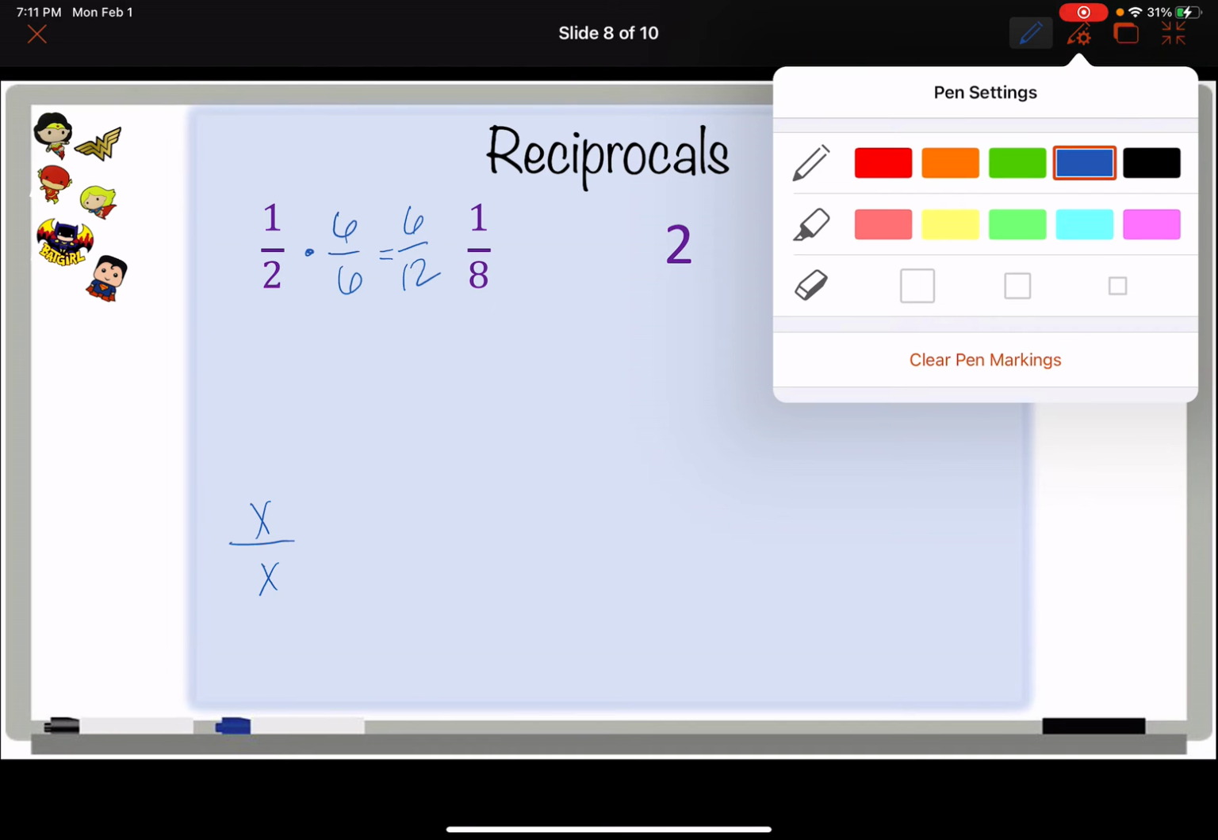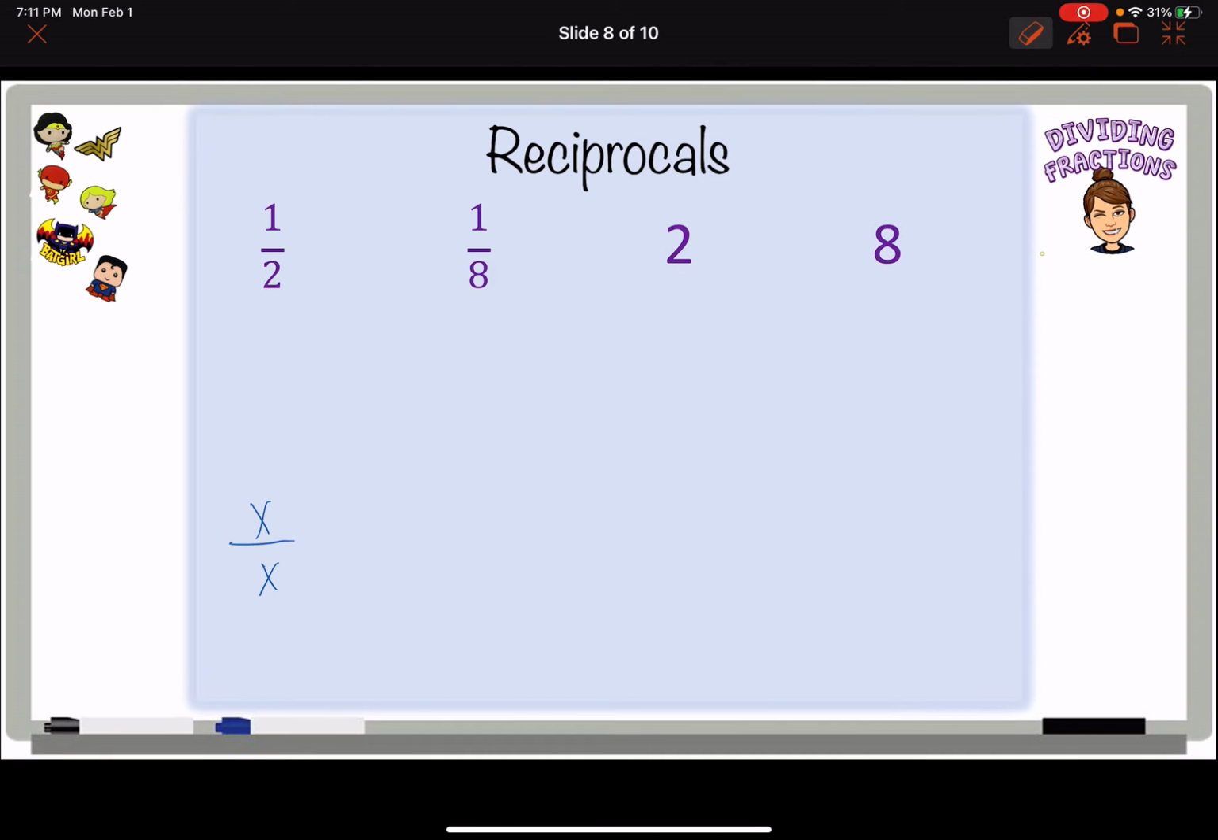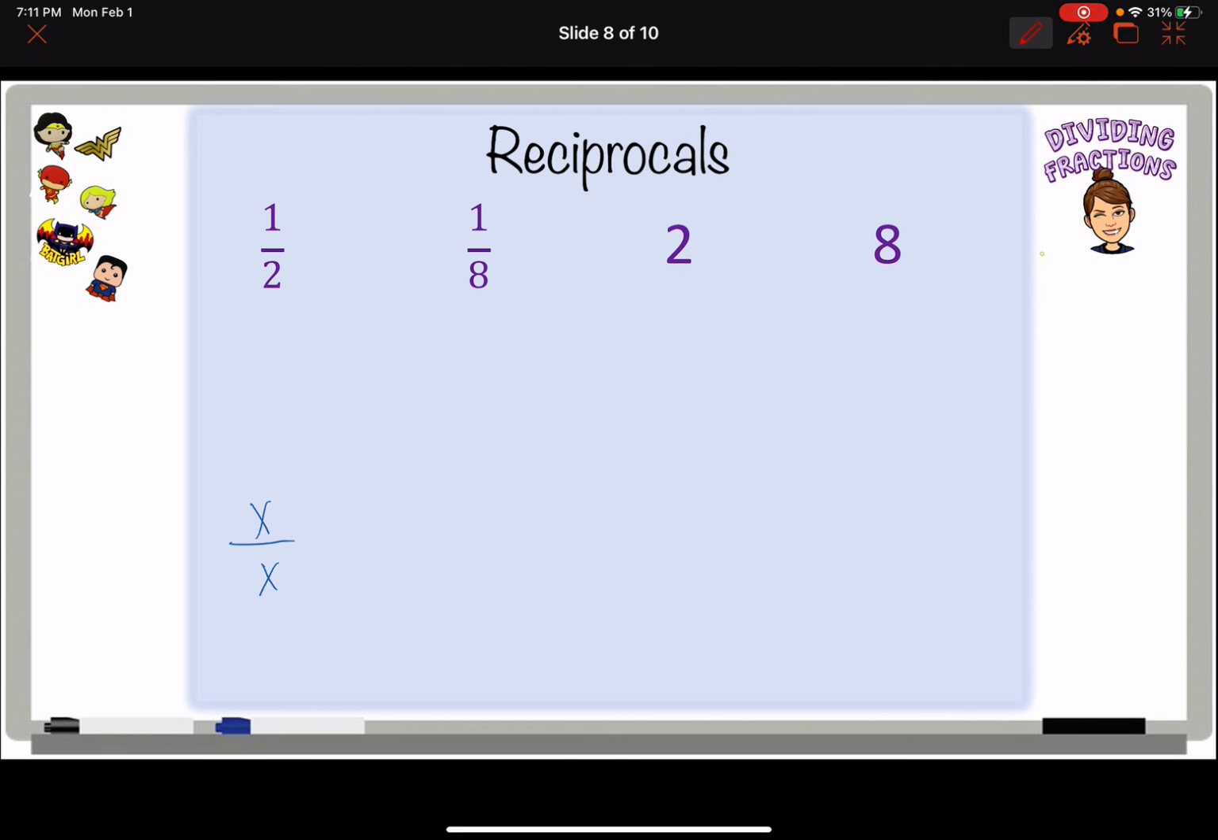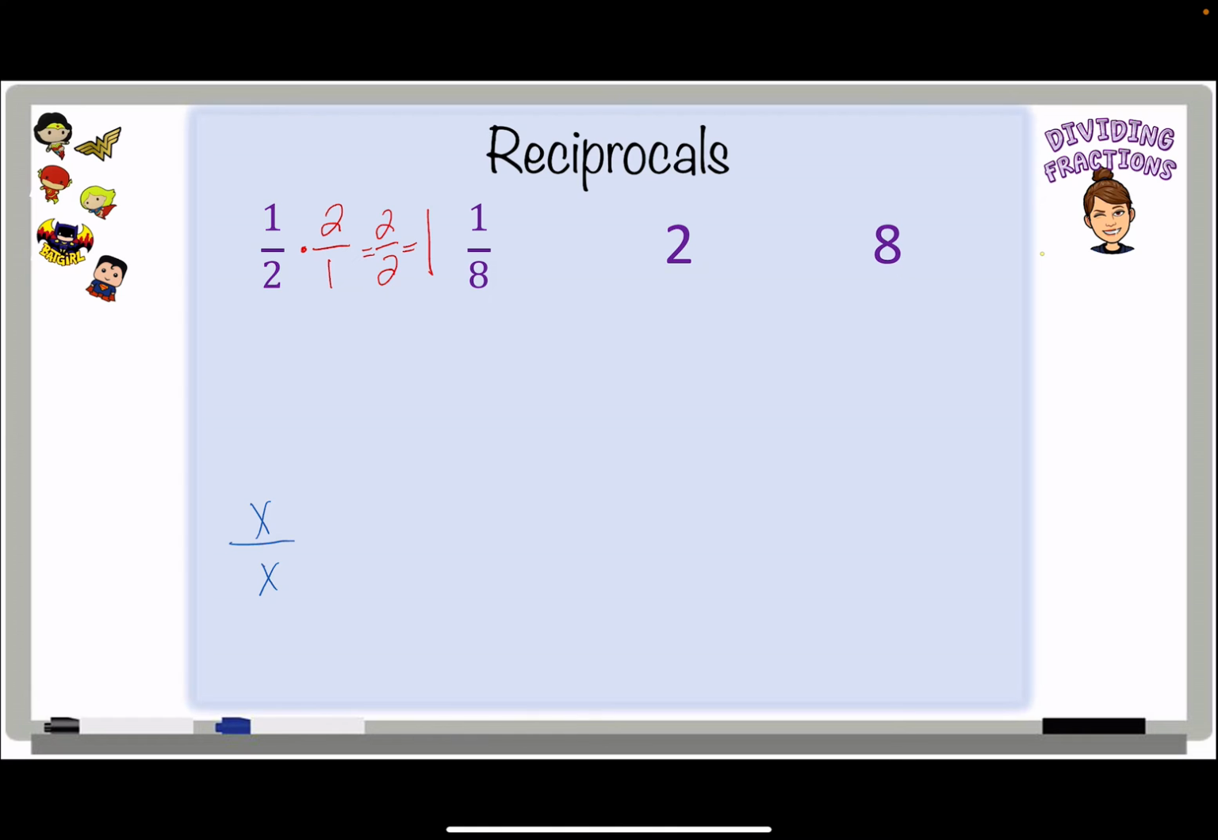To make it easy, we say, if I want the same number on top as on bottom, then I'm just going to multiply the top by the bottom and the bottom by the top. And that should give me, so here I get 2/2, which is equal to 1. So the reciprocal of 1/2 is 2/1.